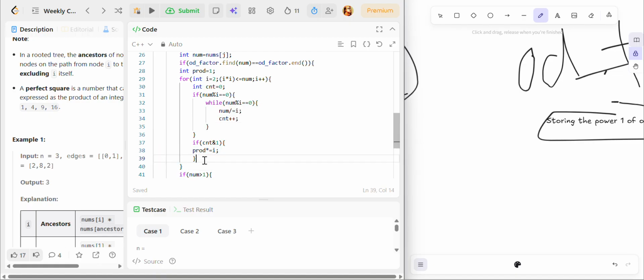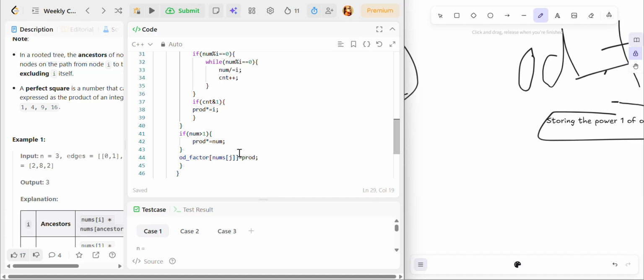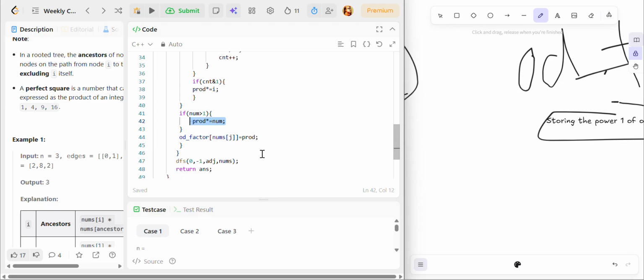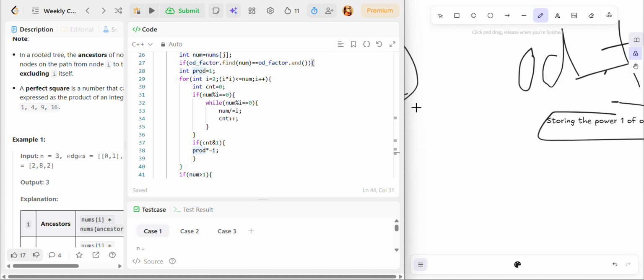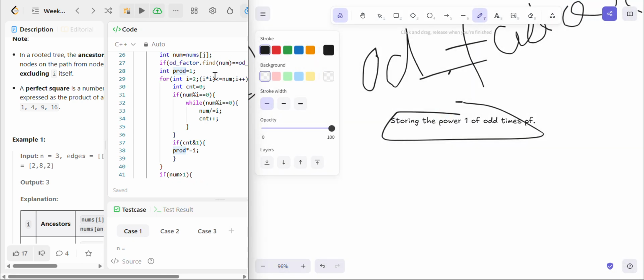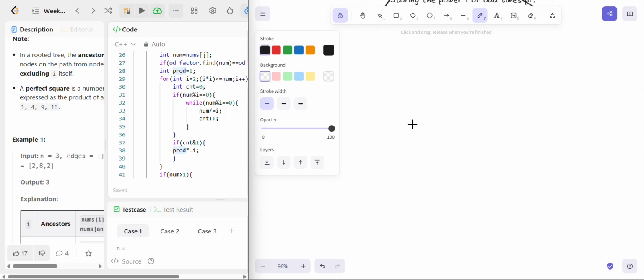checking if the factor is odd, then I am updating prod by this divisor, divisor i. So after updating prod, at last we are checking if the num remaining is greater than 1, then we are again multiplying. The odd factor will now come as nums also equal to third, right? So my map has stored all these values.